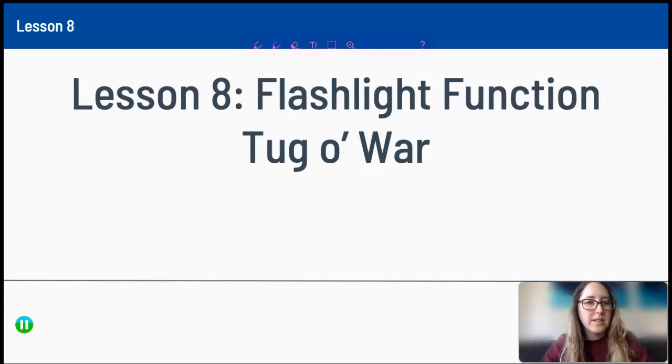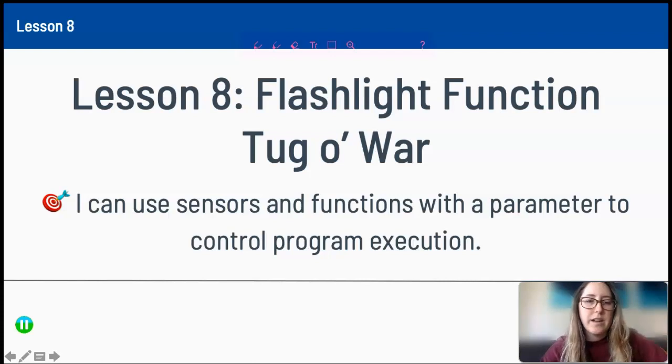Hi everyone. Today we are going to work on lesson 8, which is asking you to use the flashlight function inside your Sphero to play a game of tug-of-war. The lesson objective for today is that I can use sensors and functions with a parameter to control program execution.